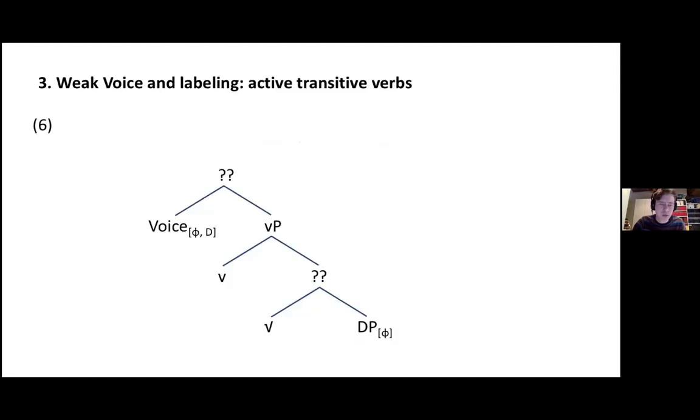Now let's apply this to Latin, and let's add labeling questions to the mix. If we start with an active transitive clause, you get a labeling problem at the level of voice. Recall that I'm assuming that voice can't label. So what we get here, there is a D feature, there is an obligatory specifier, and it is the phi features of this specifier that can provide the label.